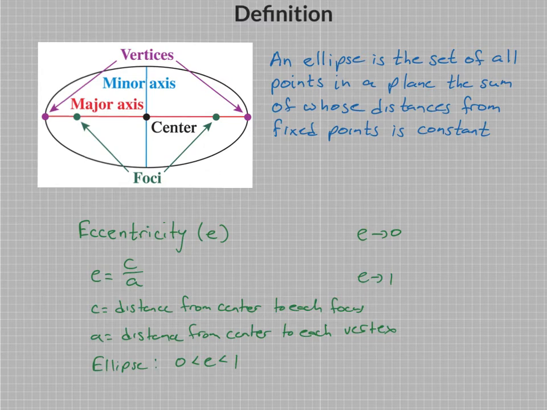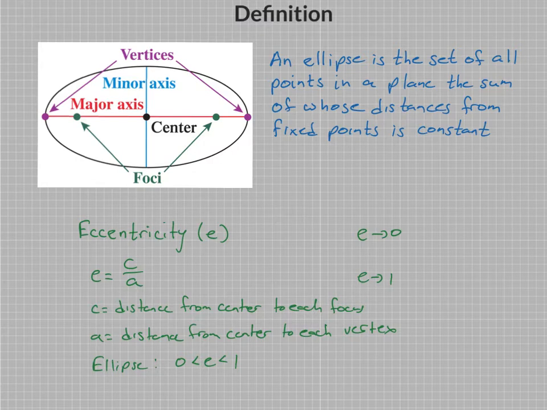Now let's start out by taking a look and reviewing the definition of an ellipse that we had from the 9.1 video. In this case, an ellipse is the set of all points in a plane, the sum of whose distances from those two fixed points is constant. Now remember in this case that the fixed points are called the foci.